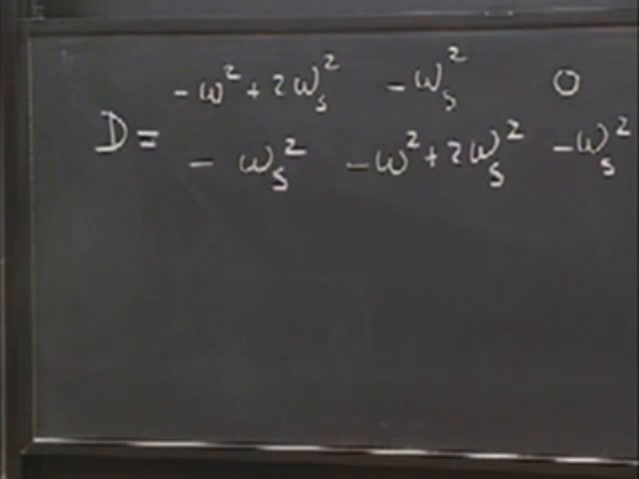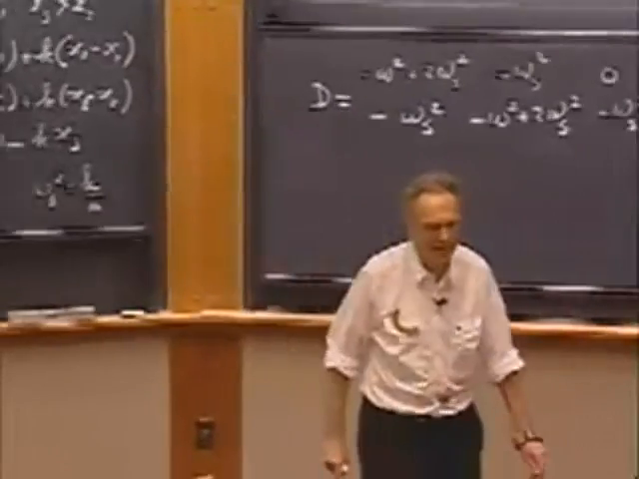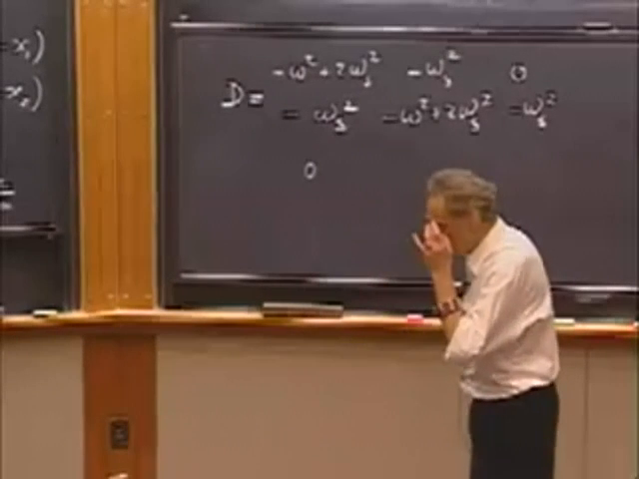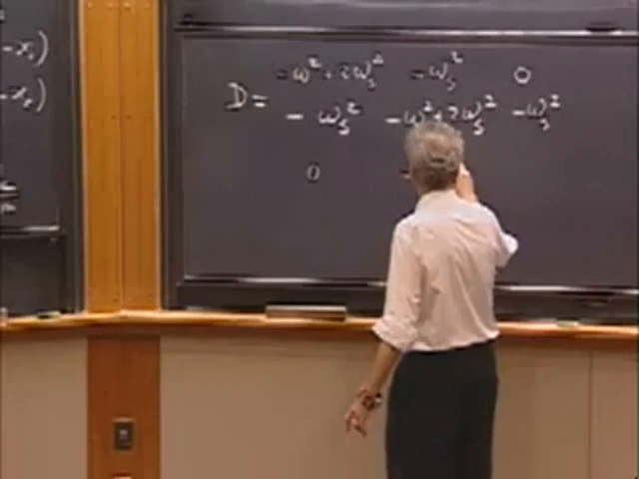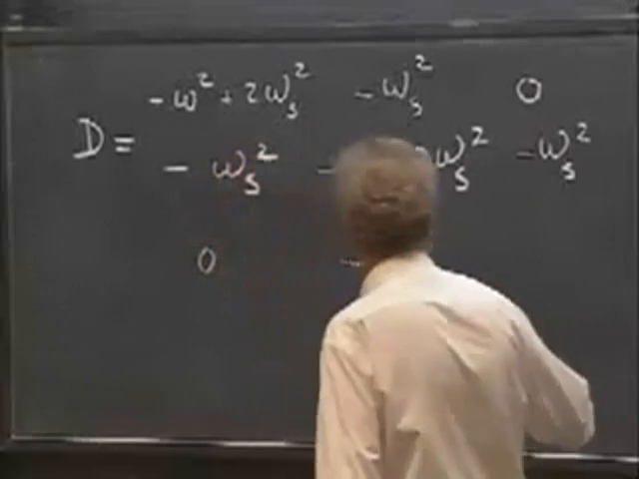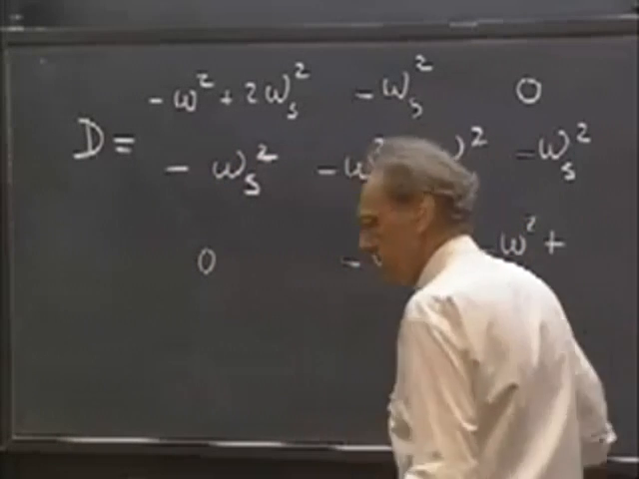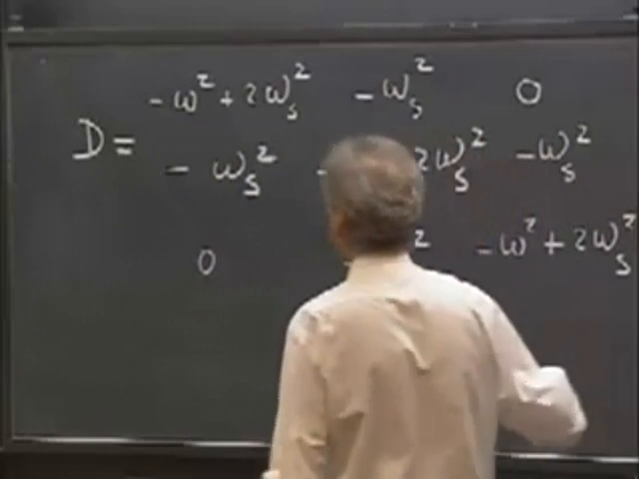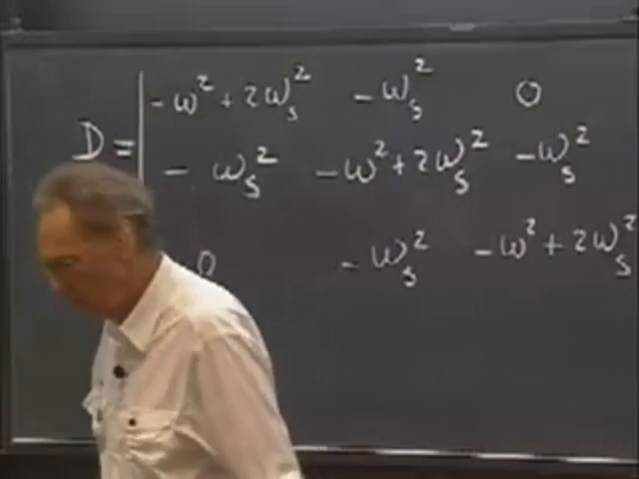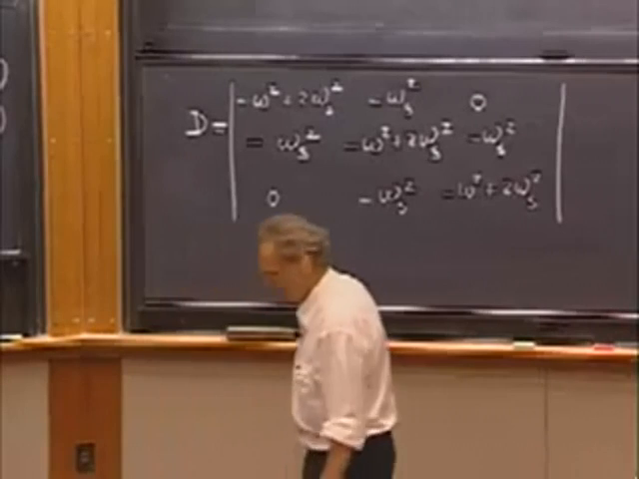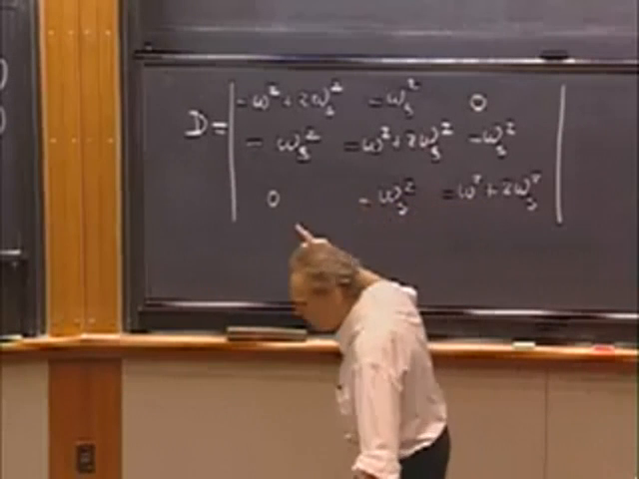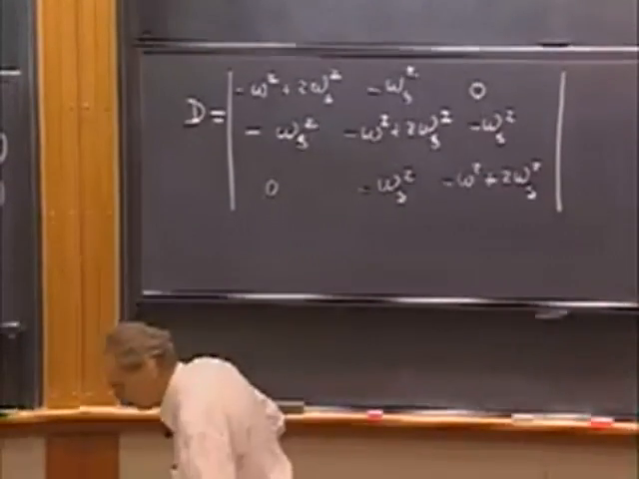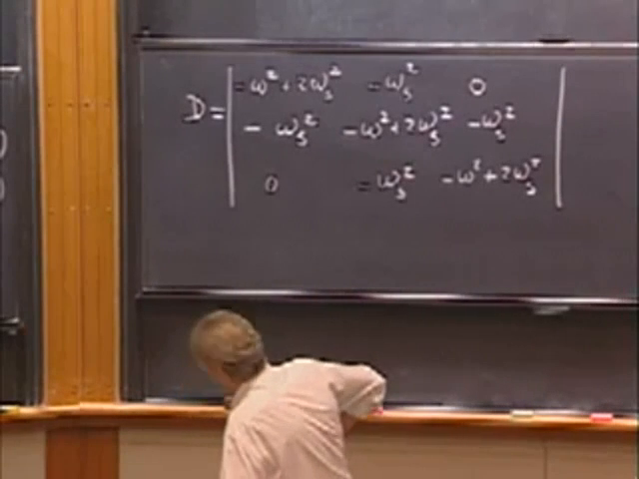Now the third differential equation, there is no x1. Therefore, that is a 0 here. And then you get minus omega s squared. And then here you get minus omega squared plus 2 omega s squared. And you have to take the determinant of this matrix. That is D. Let me check it to make sure that I didn't slip up with a minus sign, so when you get home, you don't wonder why you didn't get that result. And I think that looks good to me.